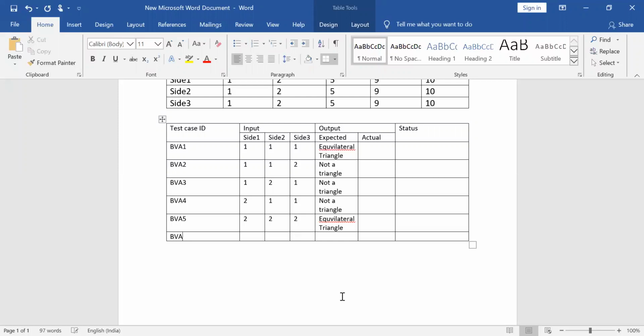BVA 6. So minimum value, I'll just take it. This is also minimum, I'll keep it. Next one as well. What happens to this value? 2 plus 2, 4. 4 is not greater than 5. That's what they are saying. Not a triangle. Definitely, the condition fails.